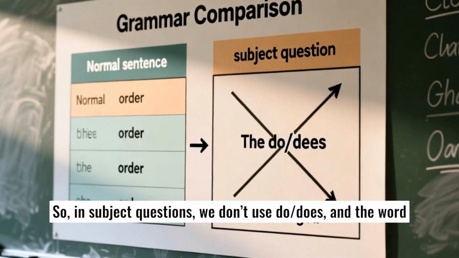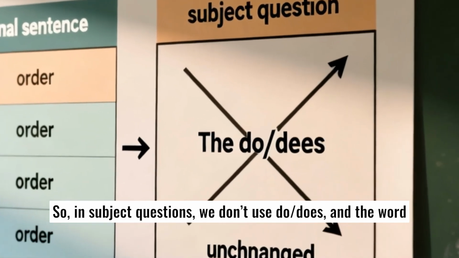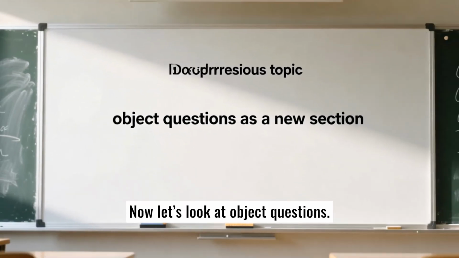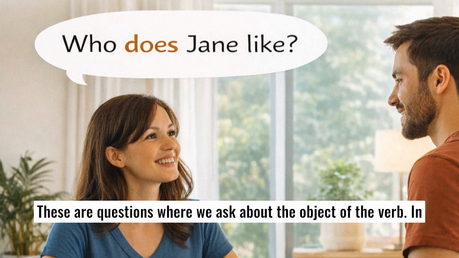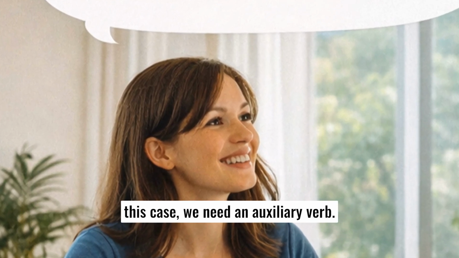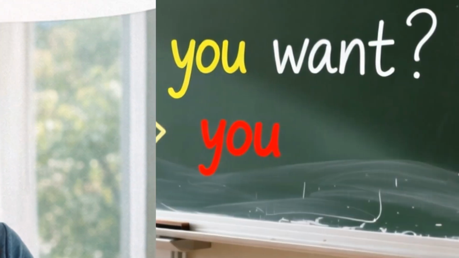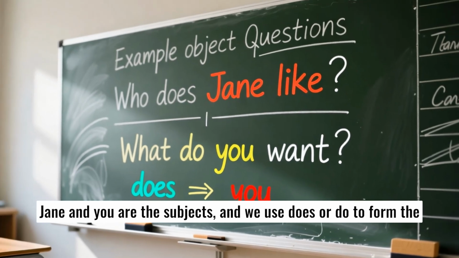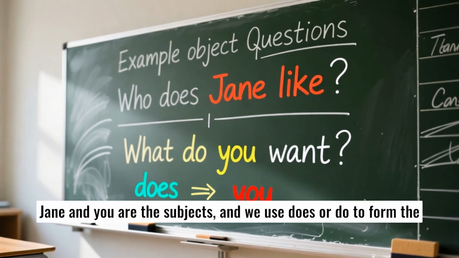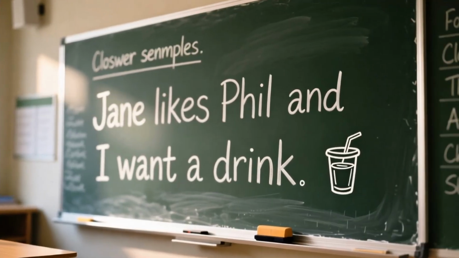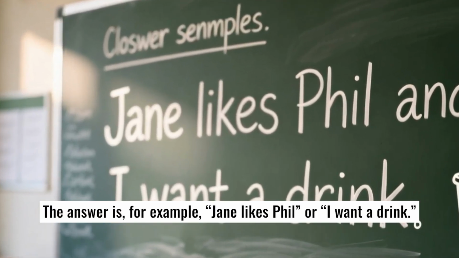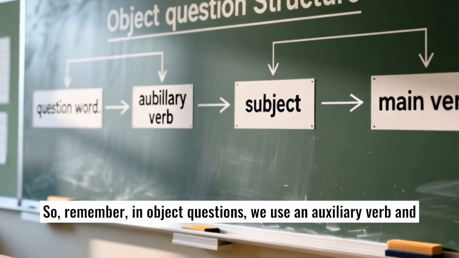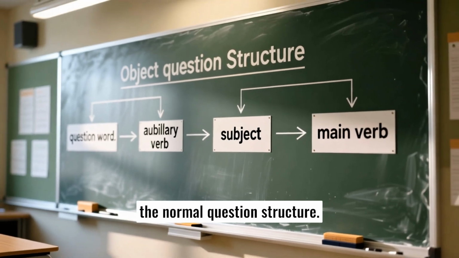So in subject questions, we don't use do or does, and the word order is the same as in a normal sentence. Now let's look at object questions. These are questions where we ask about the object of the verb. In this case, we need an auxiliary verb. For example, who does Jane like or what do you want? Here, Jane and you are the subjects, and we use does or do to form the question. The answer is, for example, Jane likes Phil or I want a drink. So remember, in object questions, we use an auxiliary verb and the normal question structure.